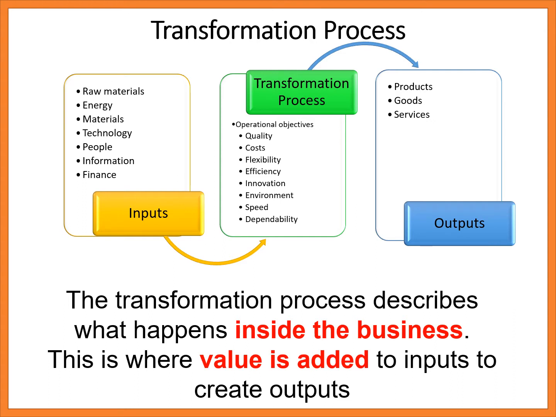We look at the different operational objectives of things like quality, costs, etc. These will be in the next slide. So the transformation process itself describes what happens inside the business. This is where the value is added. In other words, it's where you are able to charge extra from the inputs that you get to the output that you can sell to make a profit.